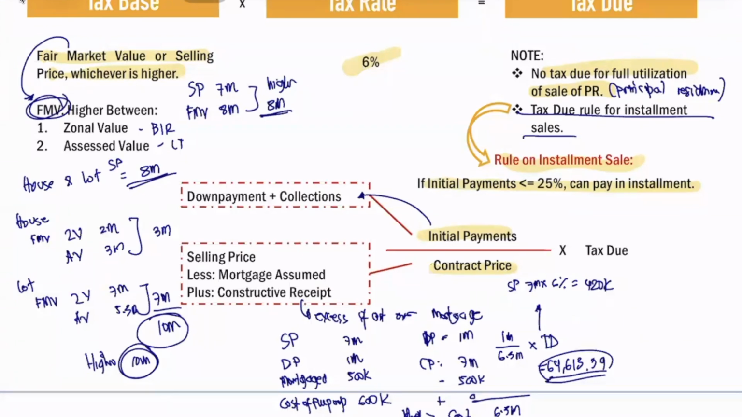64,615.39. Okay, so here you just determine whether the initial payments is less than or equal to 25% of the selling price normally. Kung ititest mo naman ang 1 million over 7 million, for sure hindi naman yan papasok ng 25. Pero to compute for the tax due, initial payments divided by contract price.